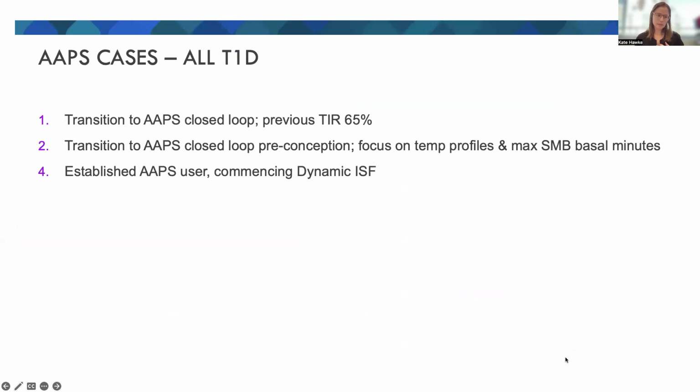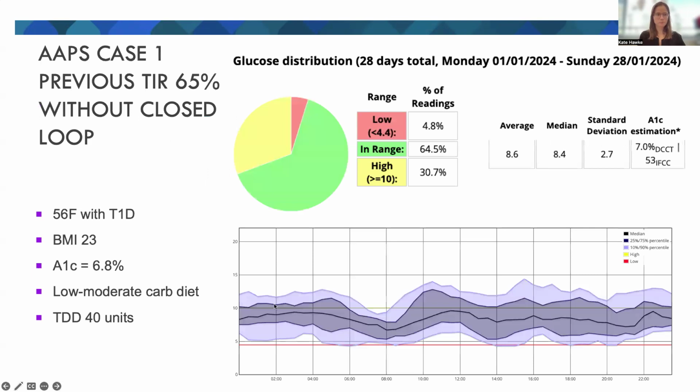So coming on to cases. These are all type 1 diabetes cases, and they're either going to transition to aAPS or, with the final case, it's an established aAPS user who commences dynamic ISF. With the first case, I'm really not going to show any of these unfamiliar settings or modifications. It's just going to be the basics. So you can see aAPS at its core basics, what are we seeing?